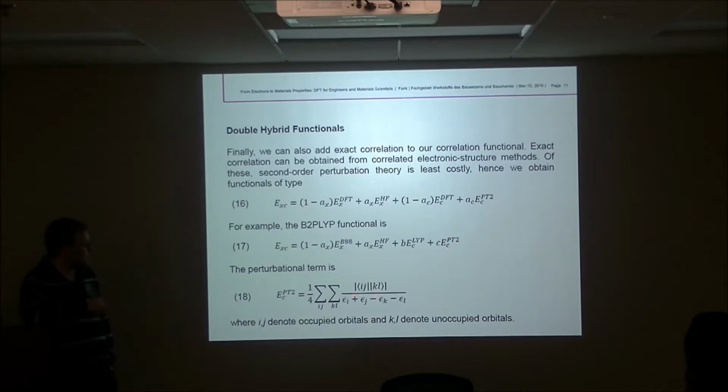Because we still need to compute this sum. That's a double sum, and it takes time. So this is the most accurate we can get with the density functional, these double hybrid functionals. By the way, as we come from perturbation theory, this also includes van der Waals automatically from this part.